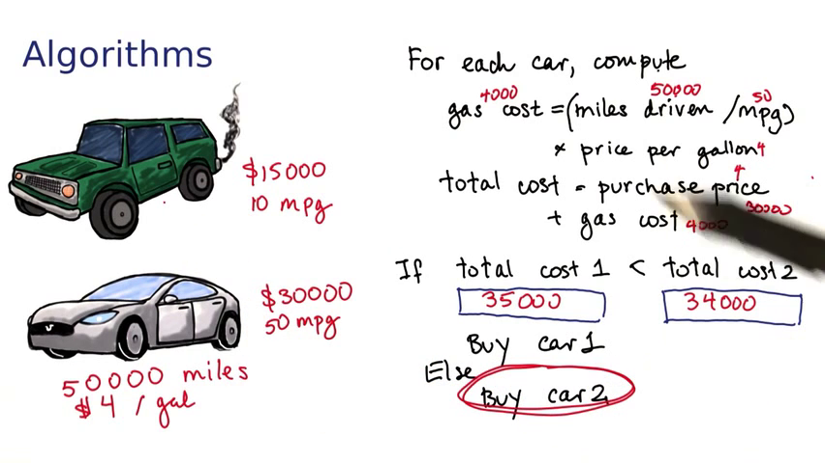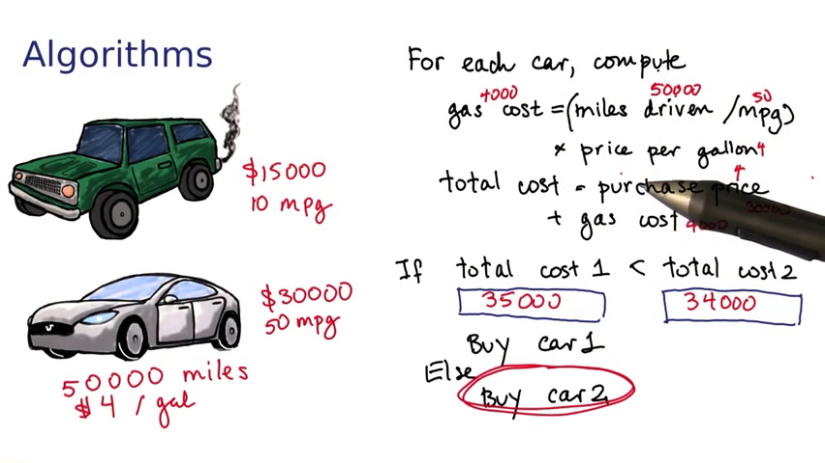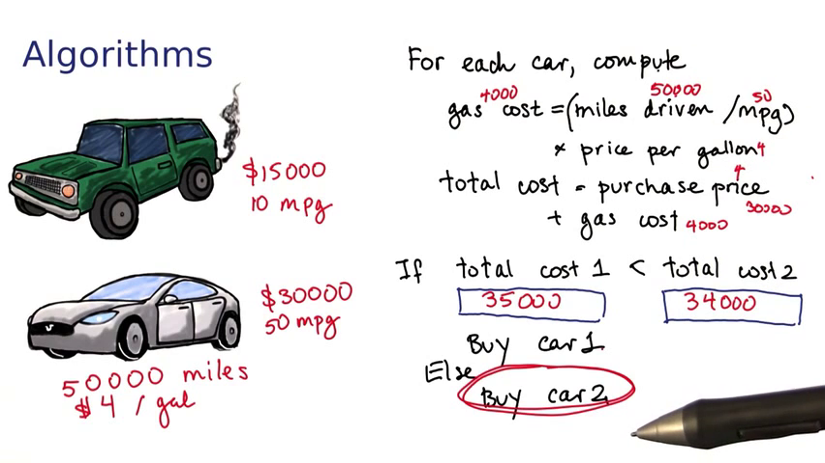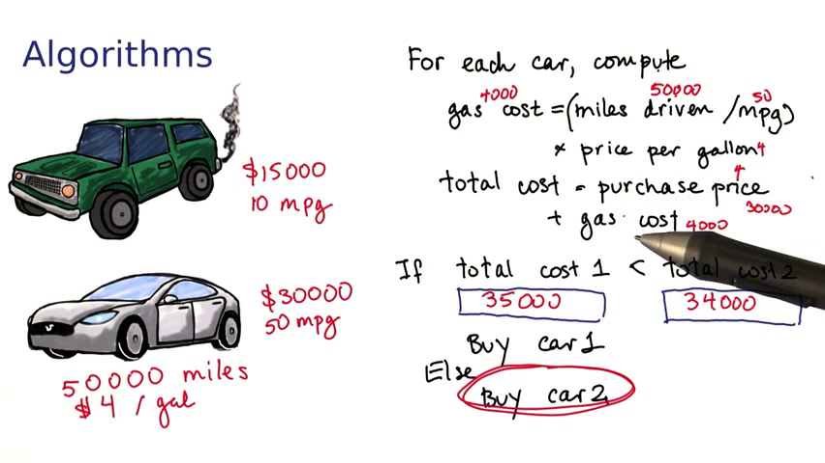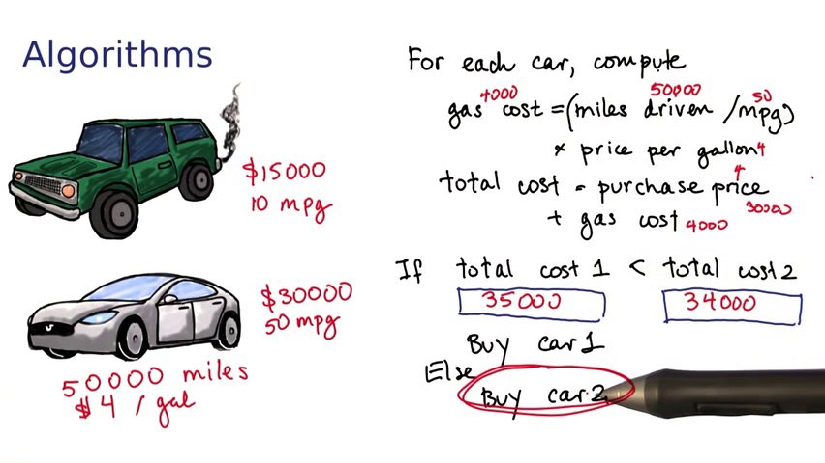But now I have a procedure that is unambiguous, executable, and terminating that tells me what car to buy. So this is a great example of an algorithm. It is a recipe of steps, each of which is so simple that a computer or a human can execute them, and it reaches an answer.